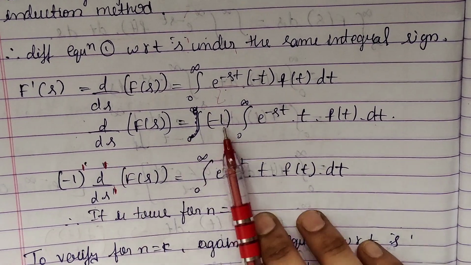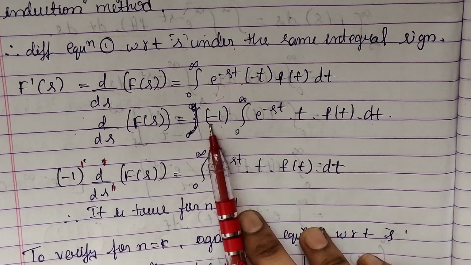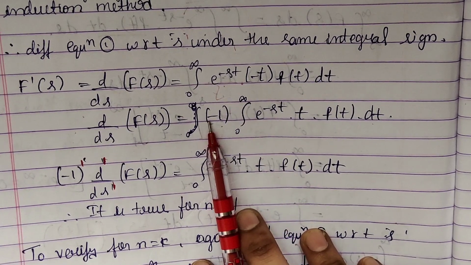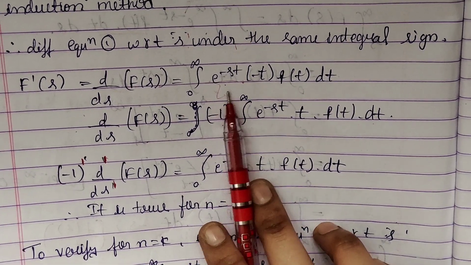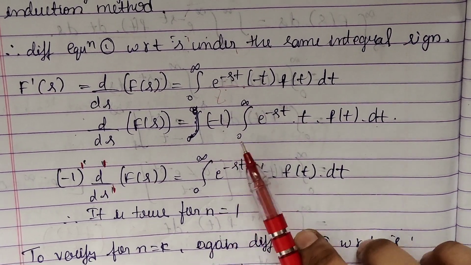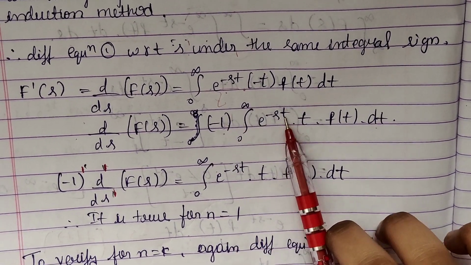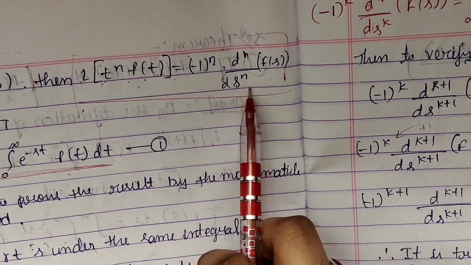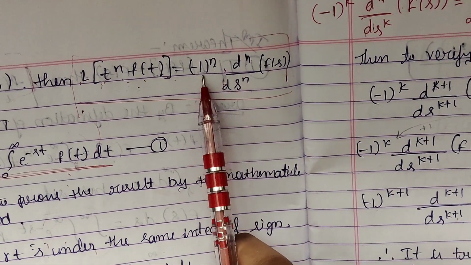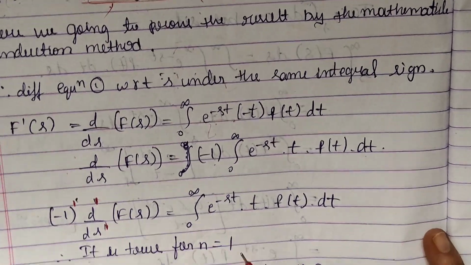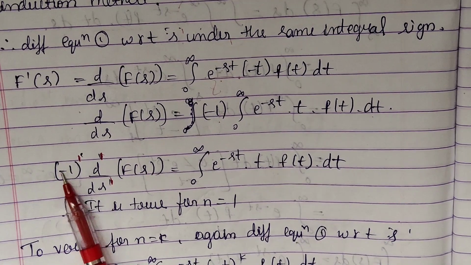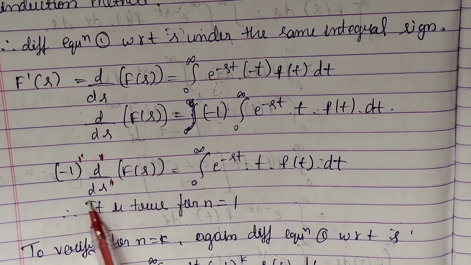Then we take minus 1 common, since that cannot be integrated. So we take minus 1 as it is, and the remaining is written as it is, that is, the integration from 0 to infinity of e power minus st t into f of t into dt. To get the RHS in this form, we have to multiply by minus 1 on both the LHS and RHS. Then we get minus 1 d by ds of f of s, and that is the LHS.